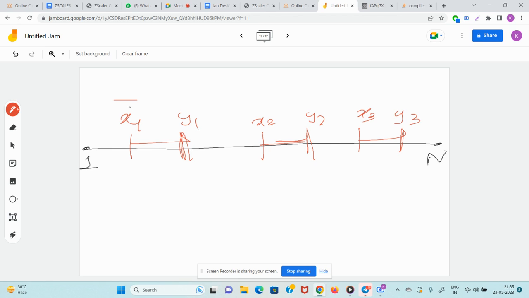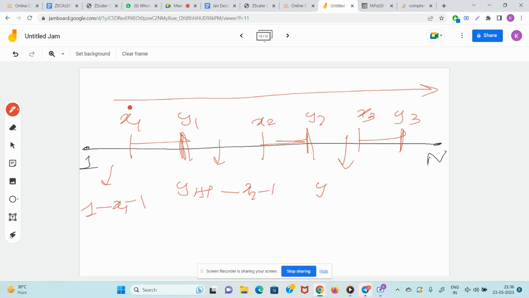If you have them in ascending order, now you can always know the uncovered ranges. The first one will be 1 to x1 minus 1. The second one will be y1 plus 1 till x2 minus 1. The third uncovered one will be y2 plus 1 till x3 minus 1, then y3 plus 1 till n. Clear, guys? This is common sense.